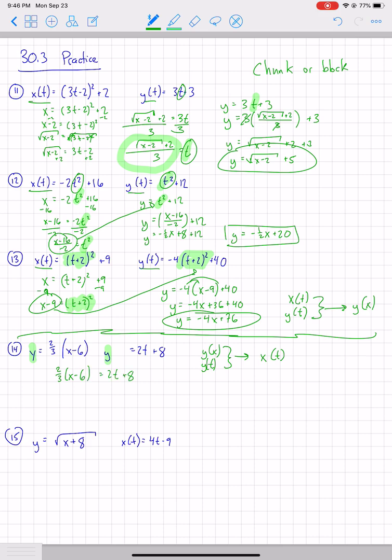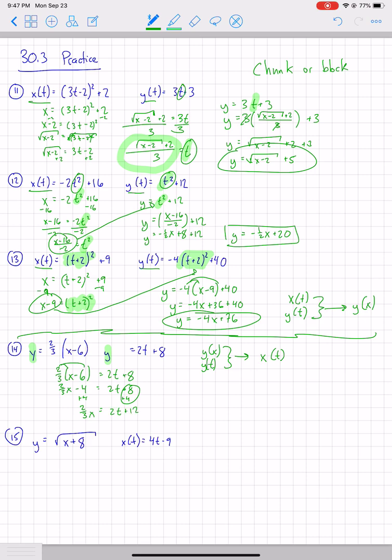And then since we want x of t, we need to solve for x. So first let's distribute that fraction. So we get 2/3 x minus 2/3 times negative 6. 2/3 times 6 is 12/3, which we can just rewrite as minus 4 equals 2t plus 8. We can add 4 on both sides, combine those right away, so we get 2/3 x is equal to 2t plus 12.